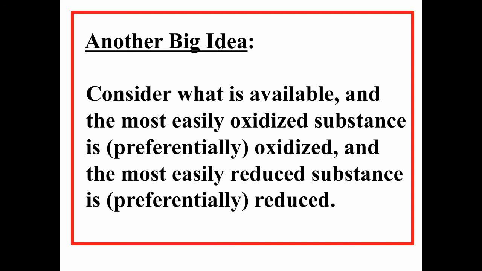And then one other big idea, which we've dealt with quite a bit so far, but it's worth reiterating, is when we look at a possible process, we have to consider what's available, what's most easily oxidized, and what's most easily reduced. Of the things that are available, the most easily oxidized substance will be preferentially oxidized. The most easily reduced substance will be preferentially reduced. And this happens whether it's a spontaneous process where these things happen naturally, or a non-spontaneous process where we force them to happen. Still, whatever is most easily oxidized will be oxidized, and whatever is most easily reduced will be reduced, as a sort of general rule.